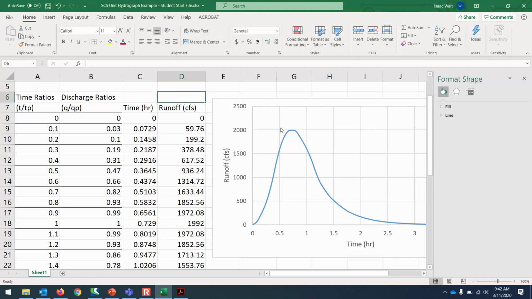So this is the unit hydrograph for this particular watershed. If you have an inch of rainfall excess, then the hydrograph is going to look like that. And if you have 2 inches of rainfall excess, then the hydrograph would just simply be double.